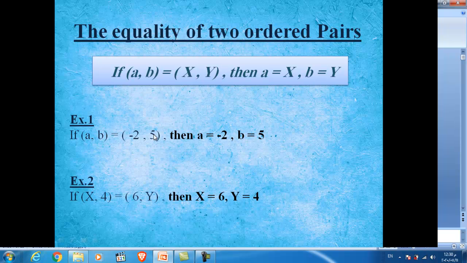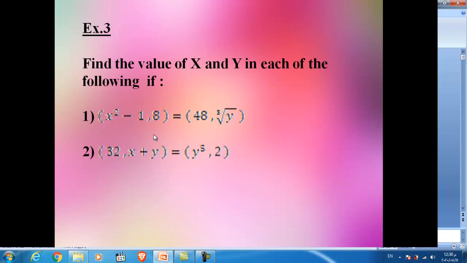Another example. Example 3, find the value of x and y in each of the following. (x² - 1, 8) equals (48, cube root of y). To solve the first example, x² - 1 will equal 48 and cube root of y equals 8, and we solve them as equations.